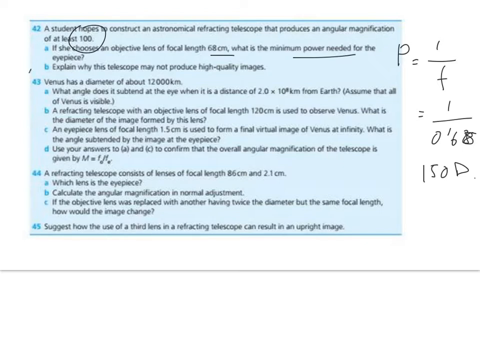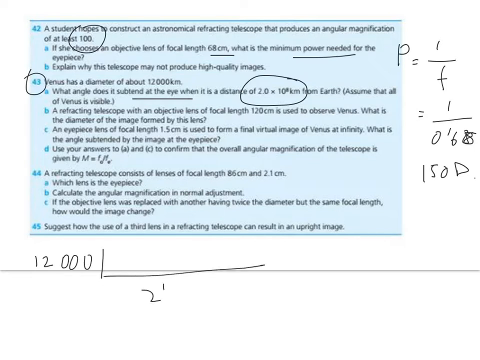(43) Venus has a diameter of about 12,000 kilometers. What angle does it subtend at the eye when it's at a distance of 2 times 10 to the 8 kilometers? So that would just be your object diameter divided by the distance to the eye, which should give you 6 times 10 to the minus 5 radians.